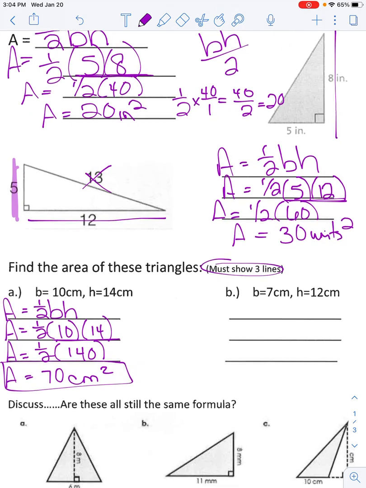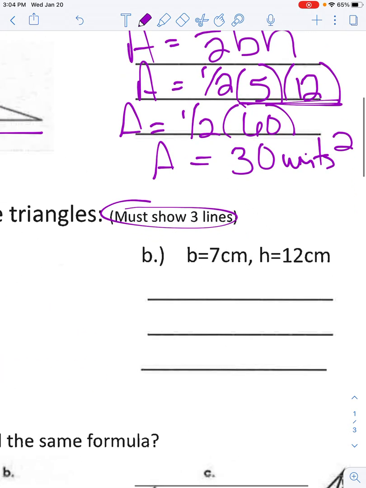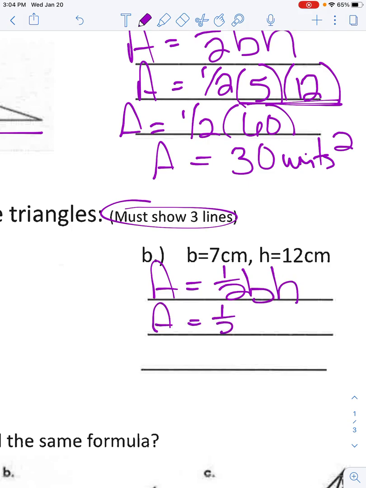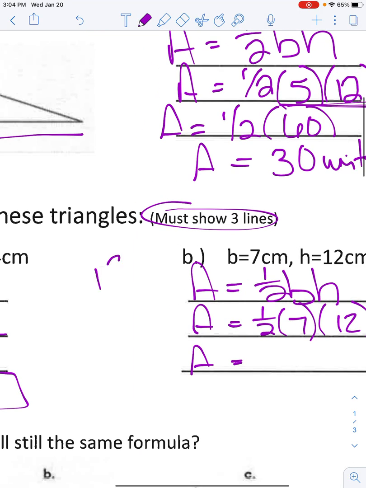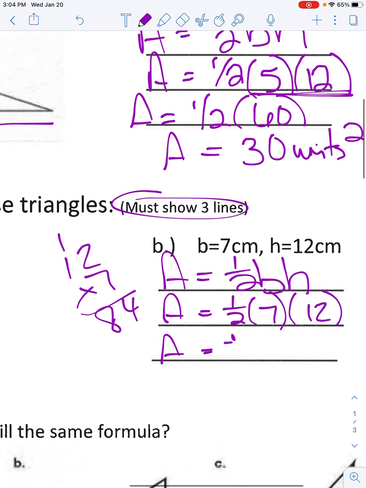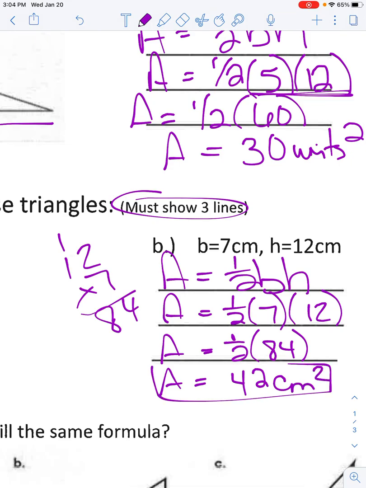You try the next one, pause the video, then unpause. Let's see how you do. We're going to start with the formula, 1/2 base times height. Base, substitute in 7, height, substitute in 12. 12 times 7 is 84. And I have to do 84 divided by 2. Half of 84 would be 42 centimeters squared.